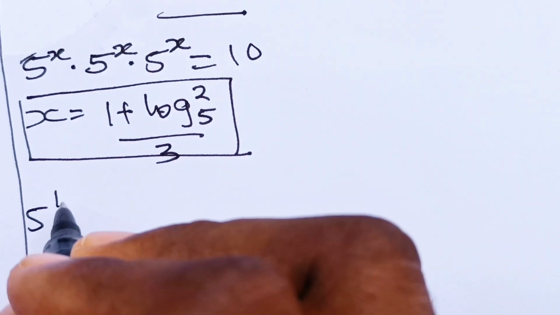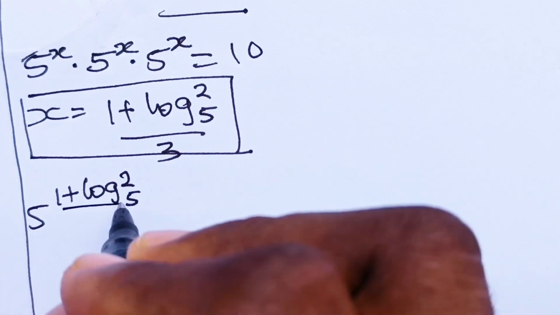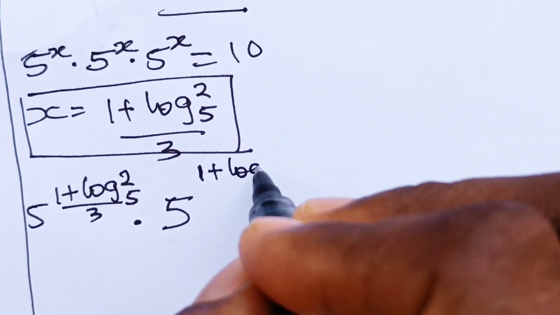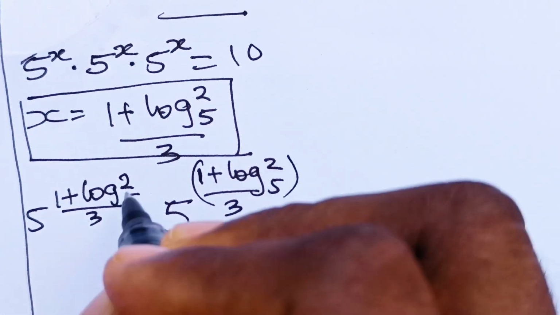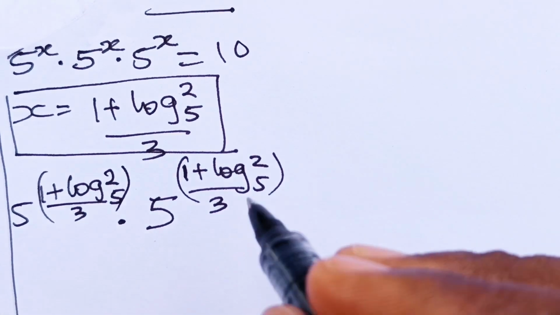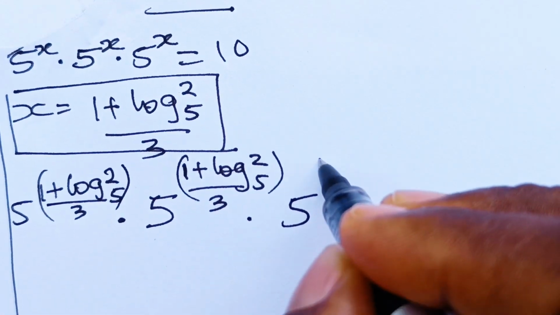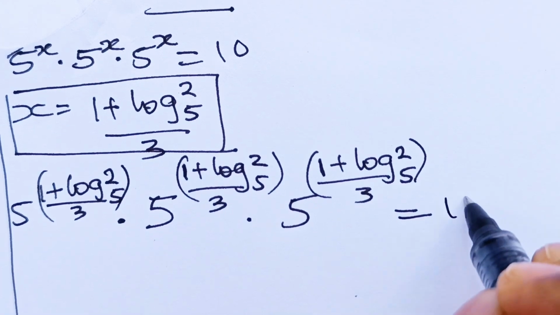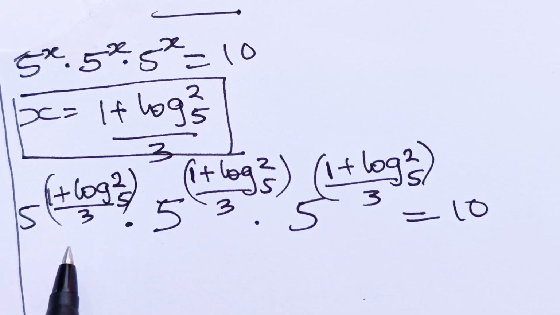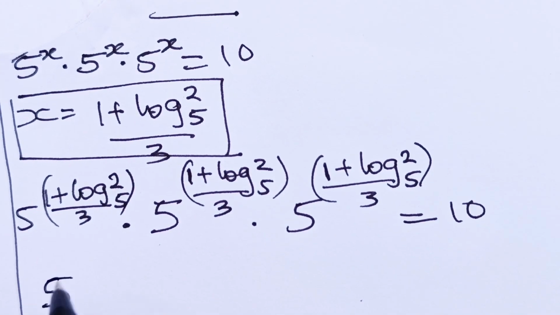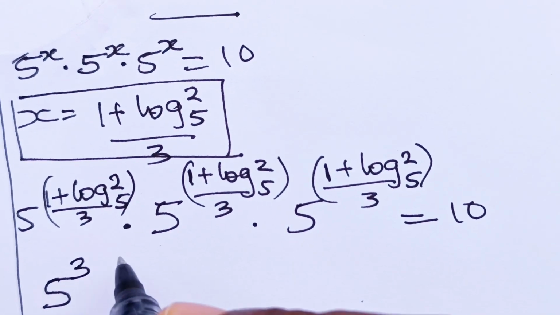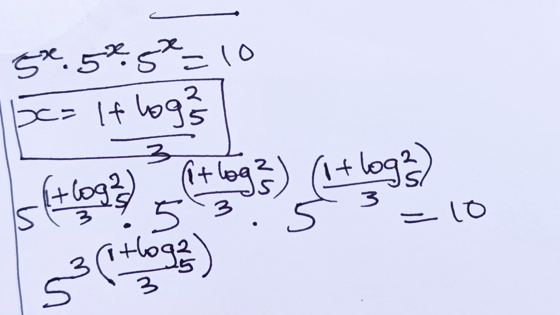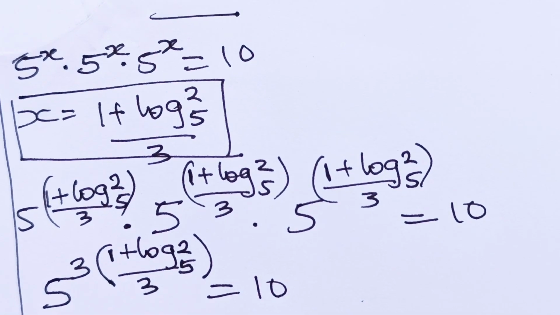So we have 5 to the power of 1 plus log 2 base 5 divided by 3, multiplied by 5 to the power of 1 plus log 2 base 5 divided by 3, multiplied by 5 to the power of 1 plus log 2 base 5, everything divided by 3, and this is equal to 10. We have the same base. We are going to pick one base, which is 5, and add the powers, which will be 3 multiplied by 1 plus log 2 base 5 divided by 3, is equal to 10.